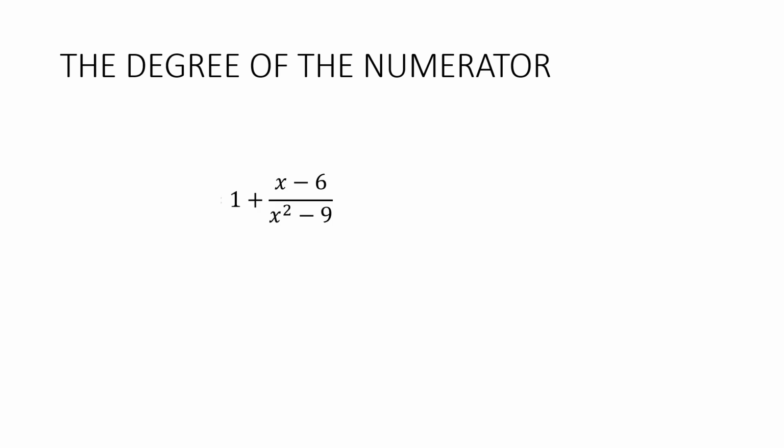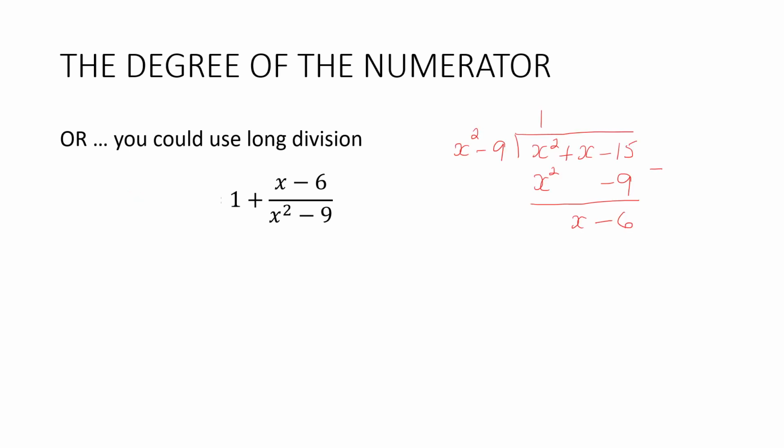What if we get a more difficult one like this? You can actually use the same method. It will work. But you could also use long division. So divide x squared minus 9 into x squared plus x minus 15. This fraction will be equal to 1 plus x minus 6, the remainder, over x squared minus 9. And we have successfully reduced the degree of the numerator. And we would continue from here using partial fractions methods.